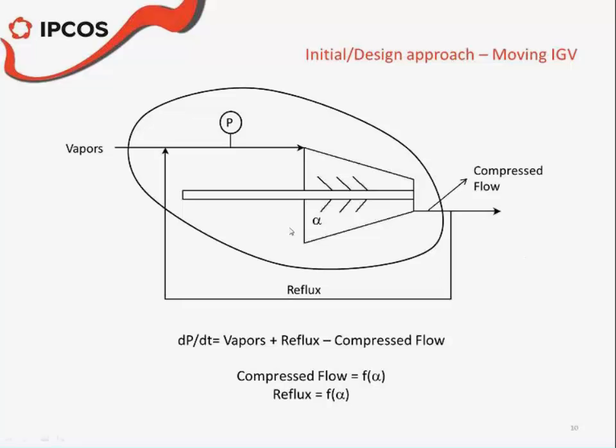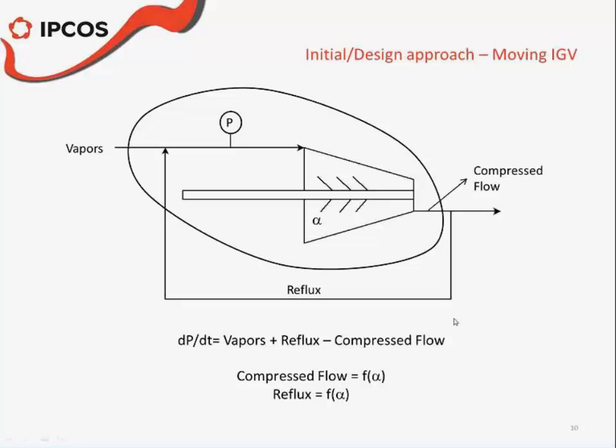If you just make a simple material balance around this envelope, the pressure is nothing different than the effect of the material balance around this point. That's why we're making this material balance in the time domain, let's say. What's going in is the vapors coming from the column, and also the reflux going back to the column. And what's going out of this envelope is a compressed flow.